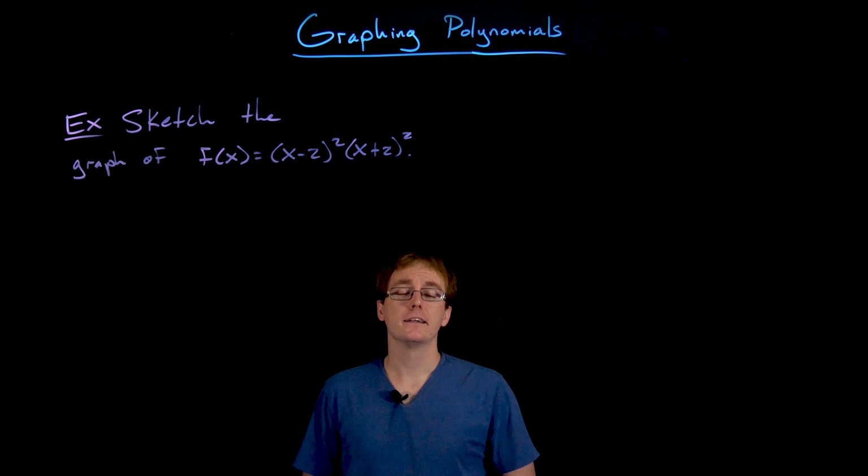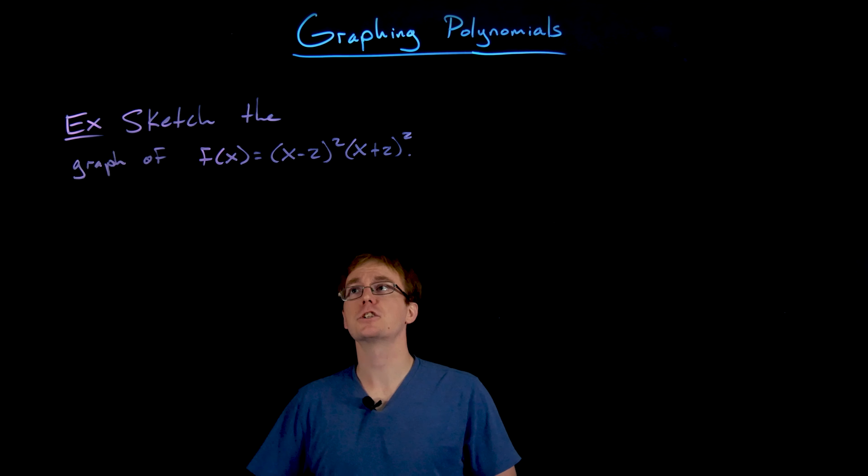Hey everyone, welcome back. In this example, we want to use our newfound knowledge to help us sketch the graph of the function f of x, which is defined in this factored form as the quantity x minus 2 squared multiplied by the quantity x plus 2 squared.